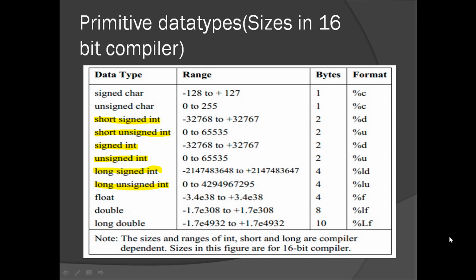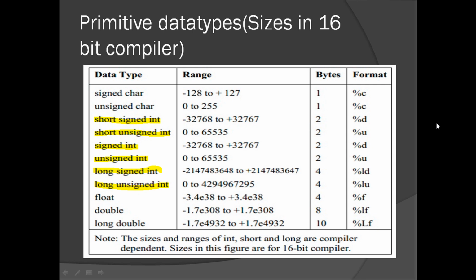Let us try to recap from the previous slide. Signed means we can store both positive and negative. Unsigned means only positive. With the short and long keywords, we can decrease the data type size with the help of the short keyword, or with the help of the long keyword we can increase that particular data type size. Okay, so these things you should keep in mind.